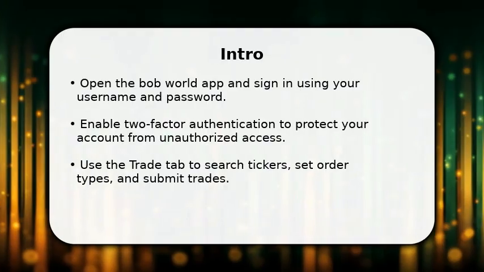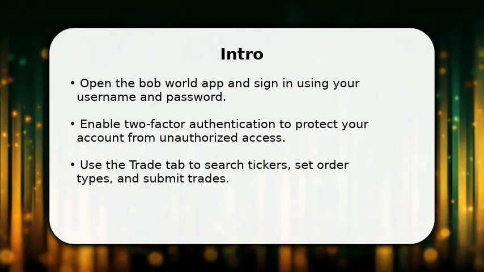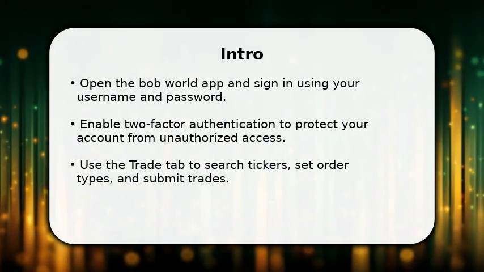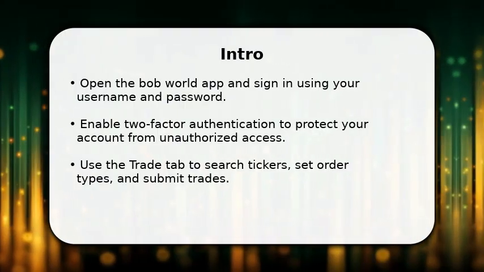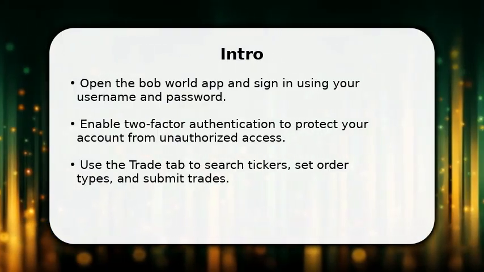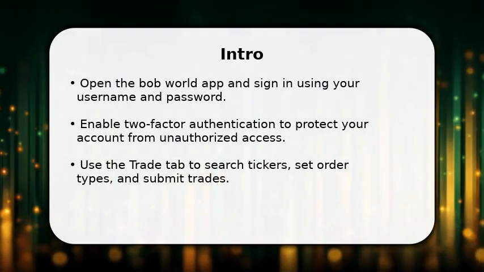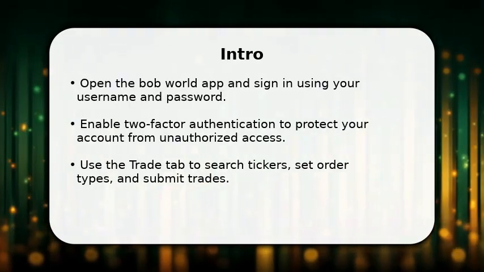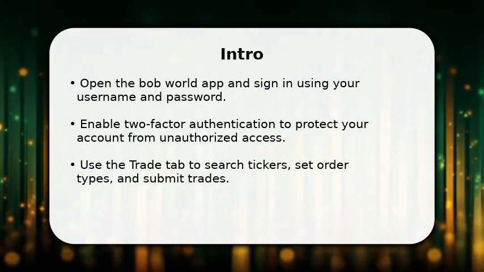In this video, I will explain how to use Bob World E-Trade the easy way. Open the Bob World app, sign in with your credentials, and enable two-factor authentication for security. Tap Trade, search a ticker symbol, choose order type, set quantity and limit price, then confirm the trade.